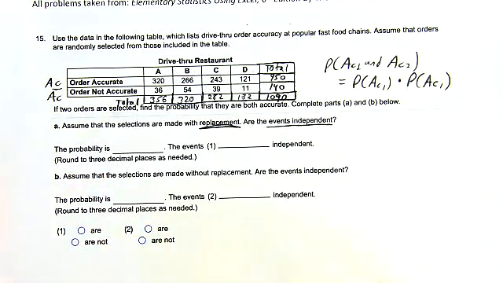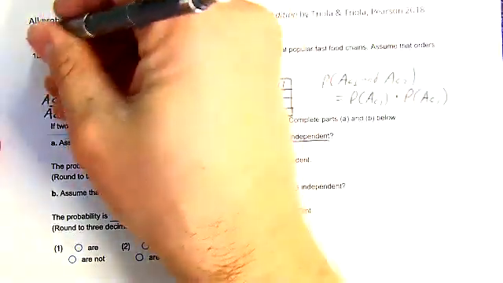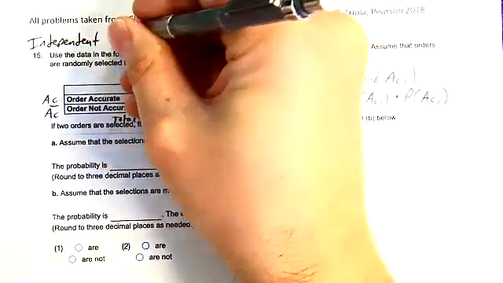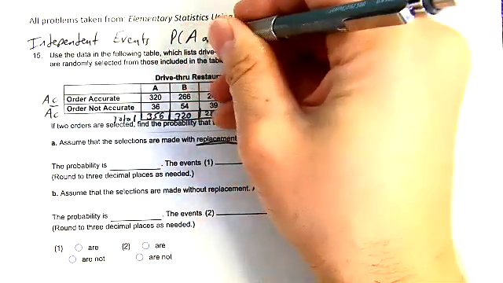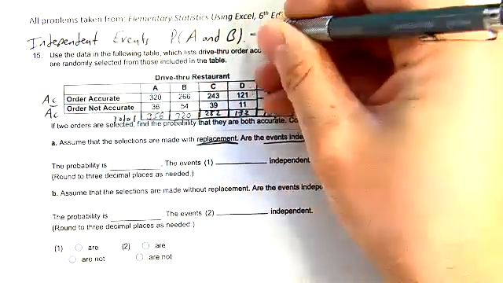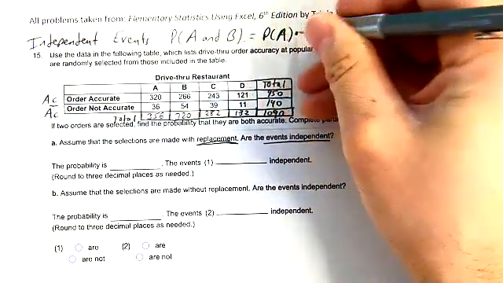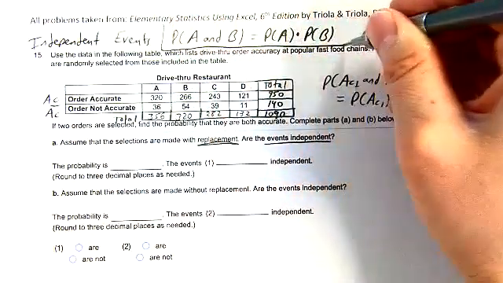So let me formalize this actually. So what I'm using is this. For independent events, the probability of getting A and B is just equal to the probability of A times the probability of B. You just multiply them together. Now this only works for independent events.